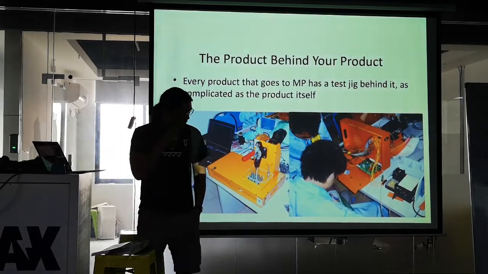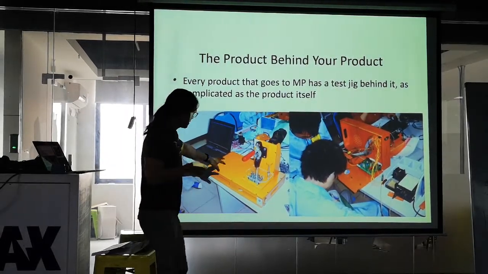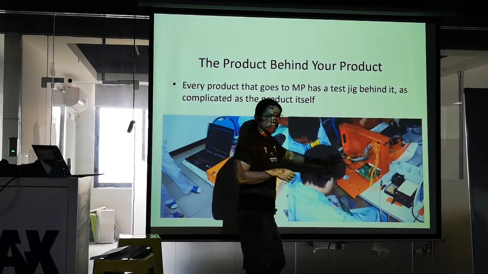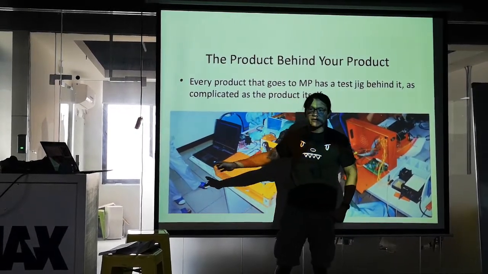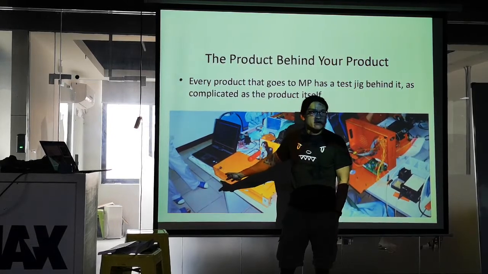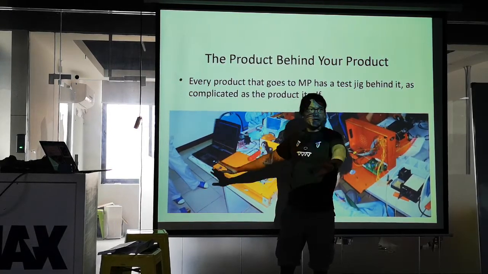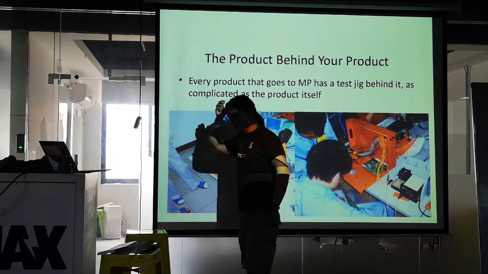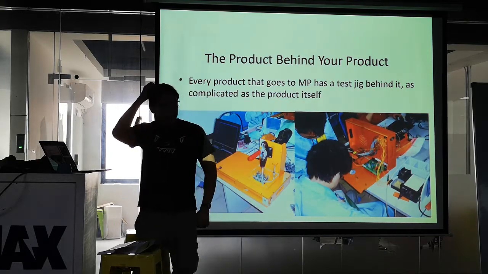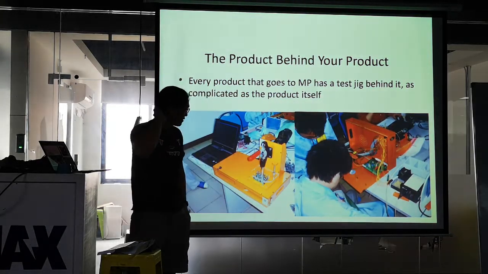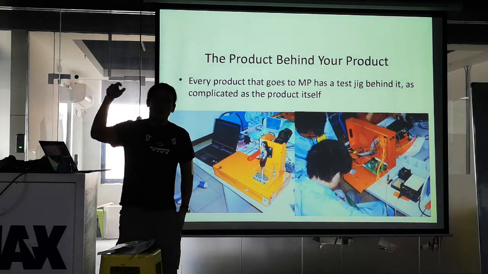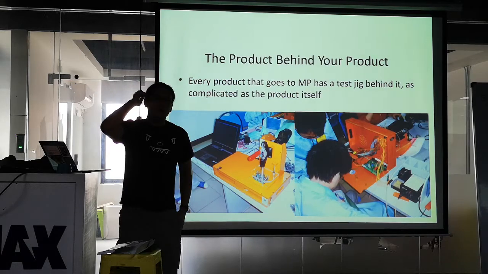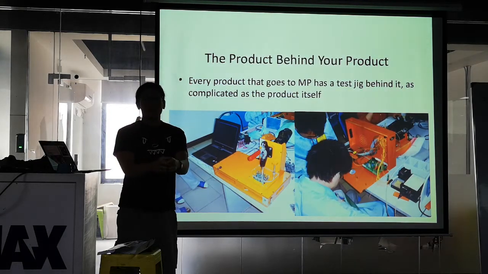I think you guys saw these orange boxes or black boxes on the production lines when we walked around the factory. You saw them all against the wall, this huge array of them. These are the test jigs. They're semi-automated test jigs, and I like to tell startups that go through HAX that this is the product behind your product. So you think that you're designing an IoT device, right?